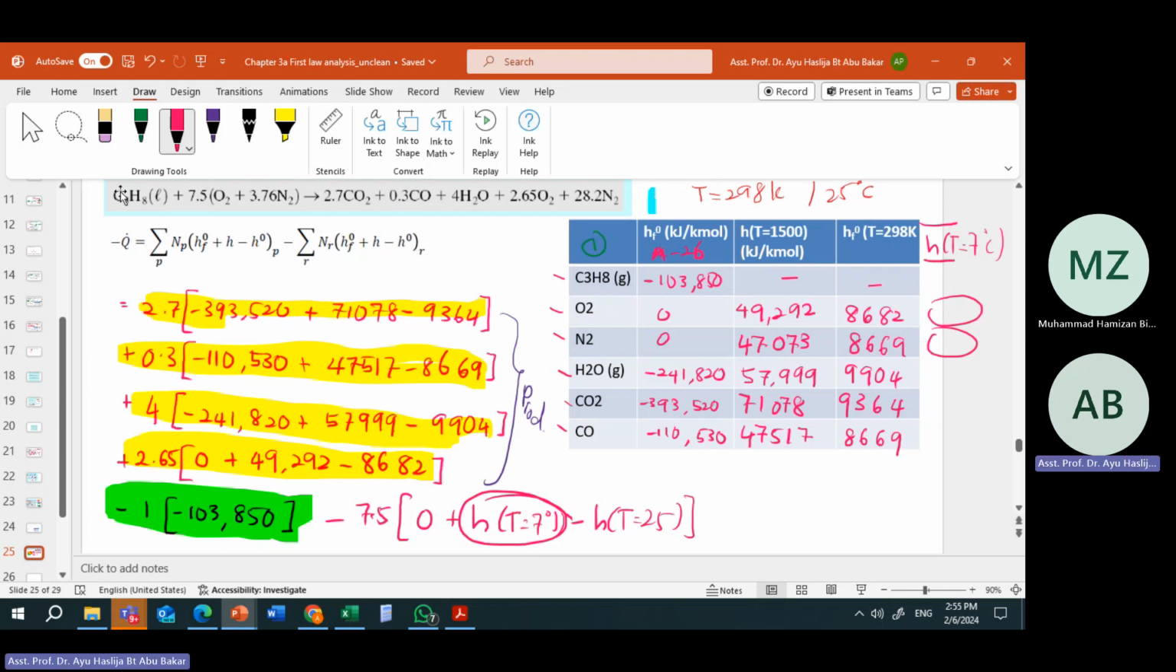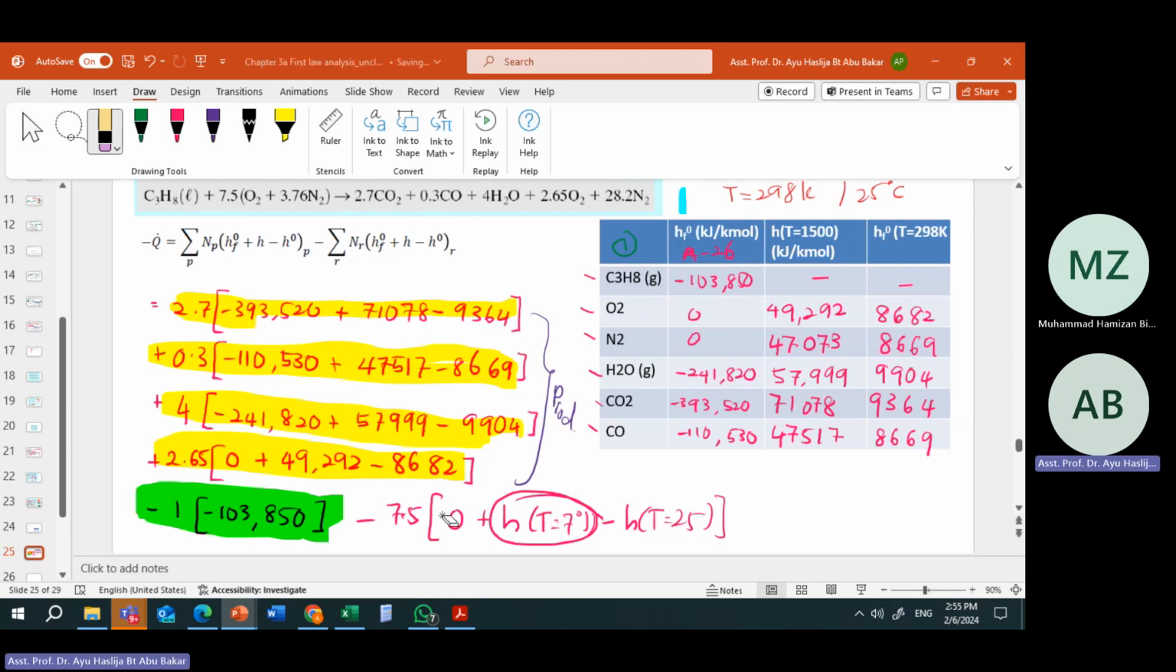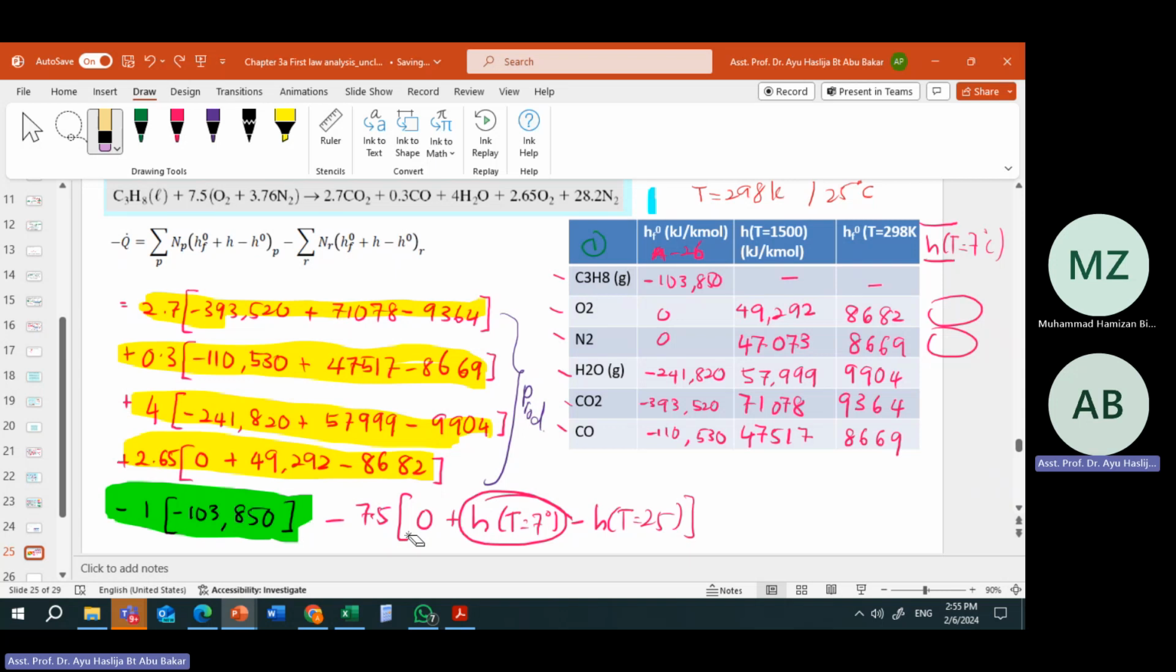Okay. So I delete back the 7 degrees C tadi. And then I just remain for the reference. Okay, final answer tadi dapat berapa? Ini betul.